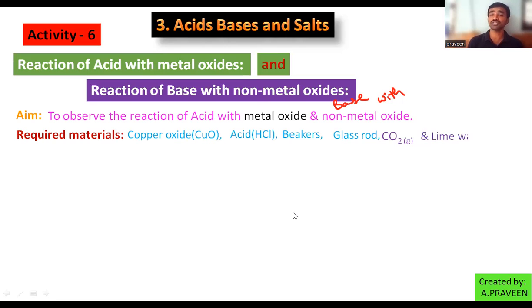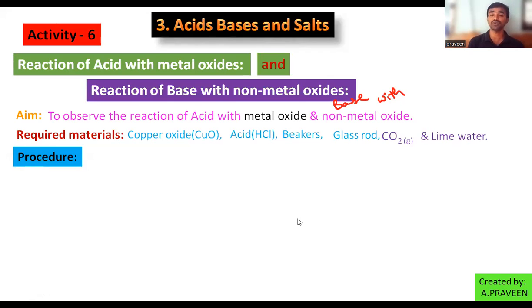For that combination, I need a base, and I am taking lime water here. So the carbon dioxide and lime water reaction is a base with non-metal oxide reaction. The copper oxide and acid reaction is an acid with metal oxide reaction. So these are the reactions we are carrying out. Here I am not conducting the procedure, because we are able to generalize this reaction as a neutralization reaction.